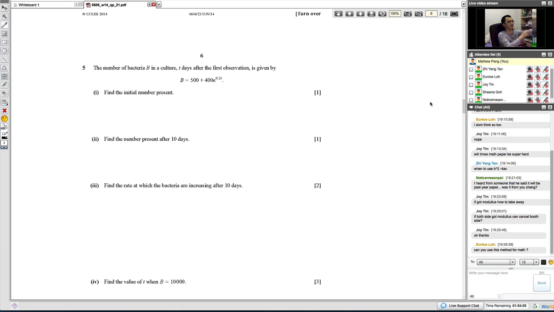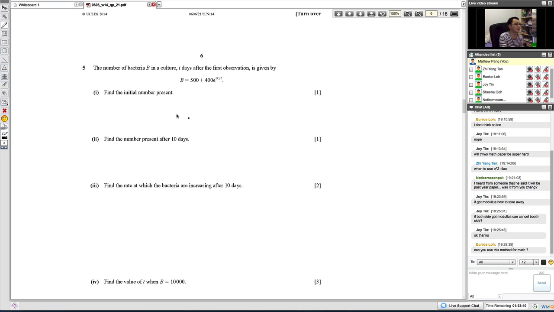The number of bacteria B in the culture t days after the first observation is given by this equation. t is just the time, but they start to calculate after the first observation. That means at the first observation, t will equal to 0. It starts to calculate the time after the first observation.